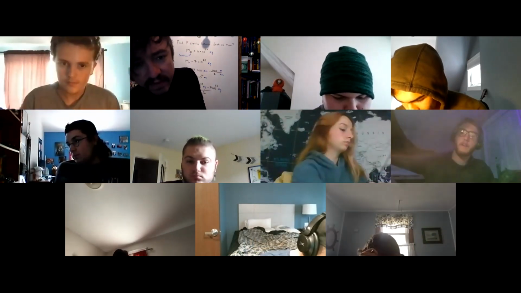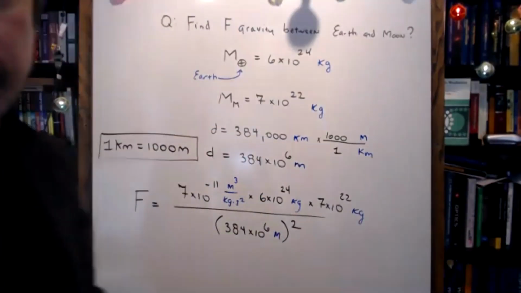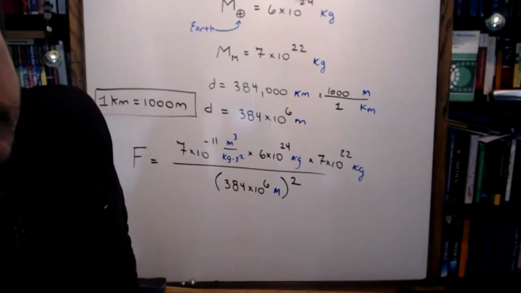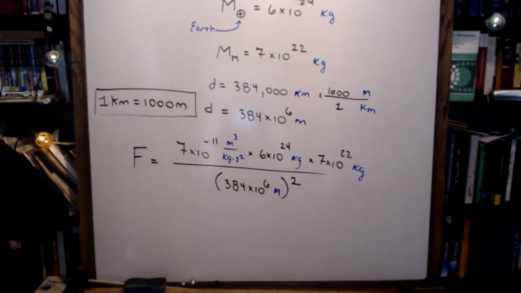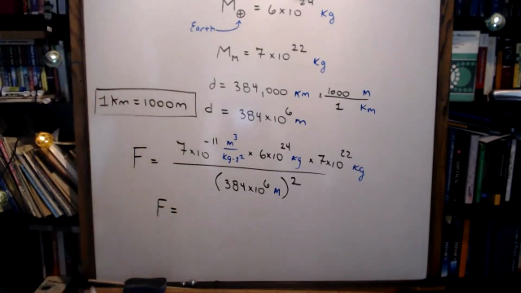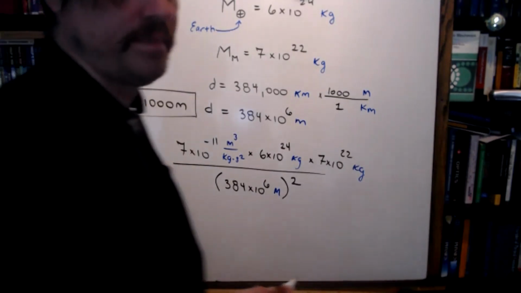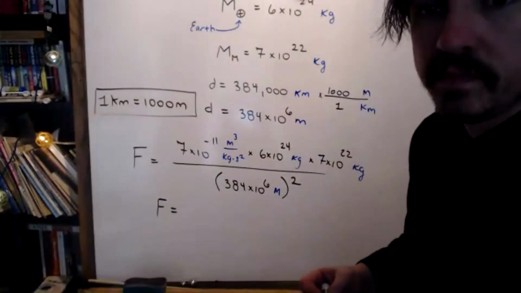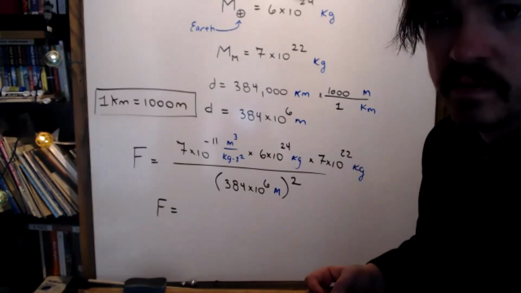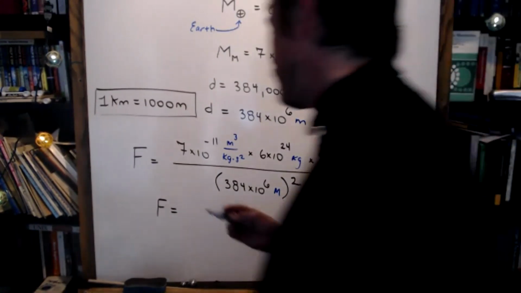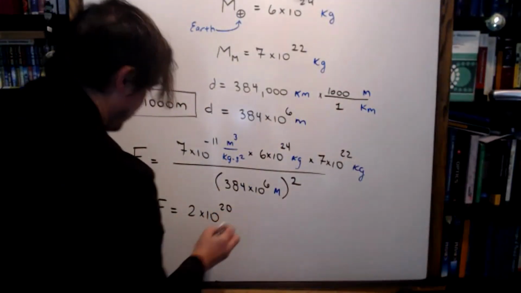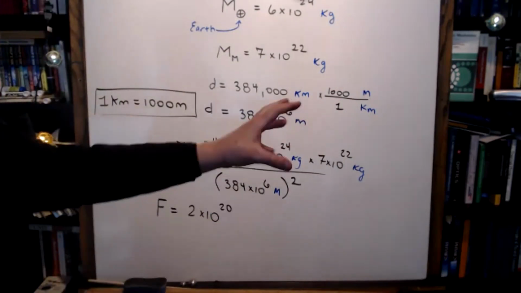Hey, Henry, how should we round that? What do you think, Henry? 2.0 times 10 to 20. What do I write down on my paper, Henry? 2 times 10 to 20. Could you say it louder? 2 times 10 to the 20th. And what are the units, Henry? Newton. Very good.